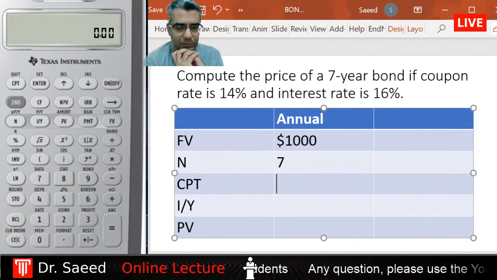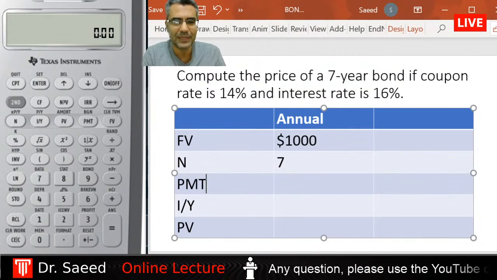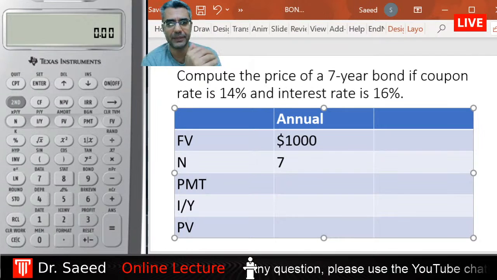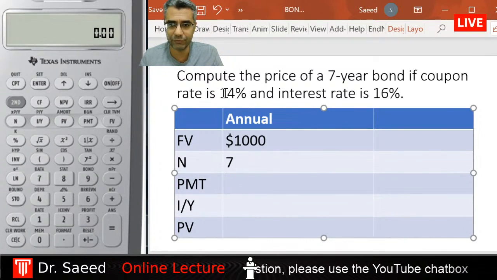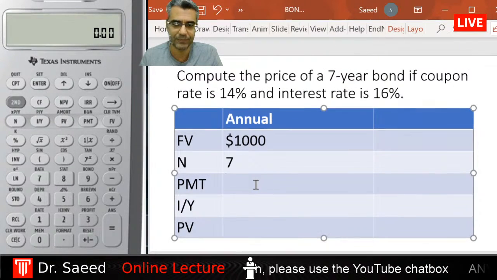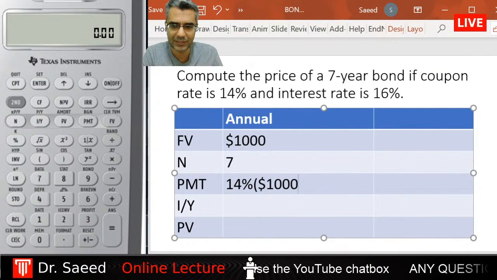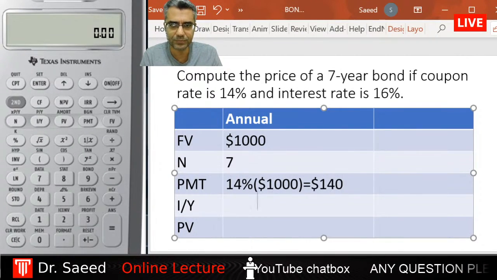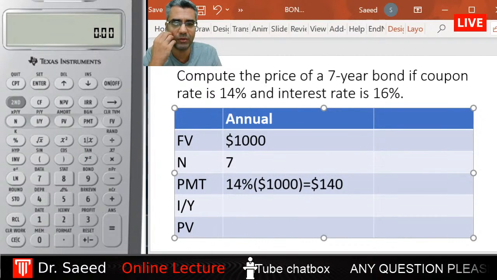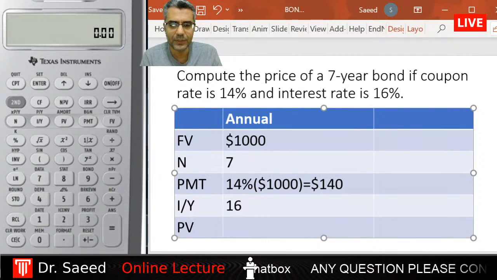Then PMT. PMT means payment, the coupon payments. The coupon rate is 14%. It's 14% of the $1,000 par value. It's always a percentage of par value. This means it is $140. So every year they will pay you a coupon of $140. What is the market interest rate? It's 16%. Now let's compute.